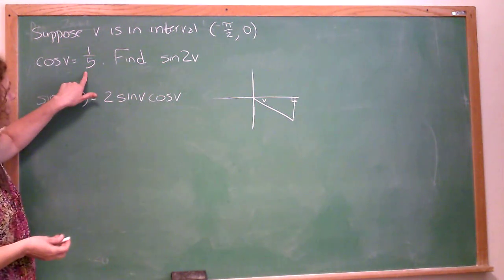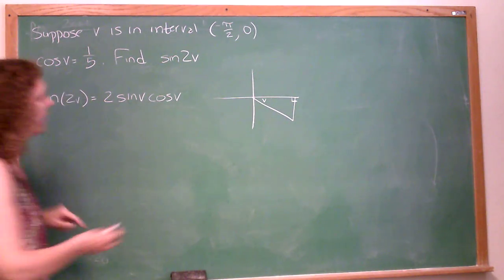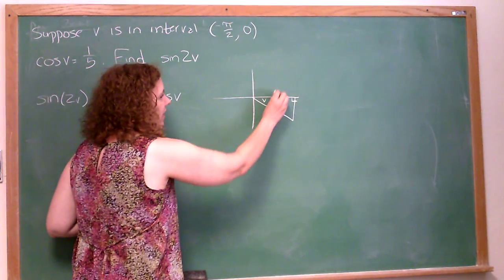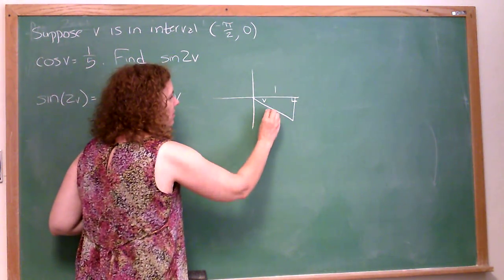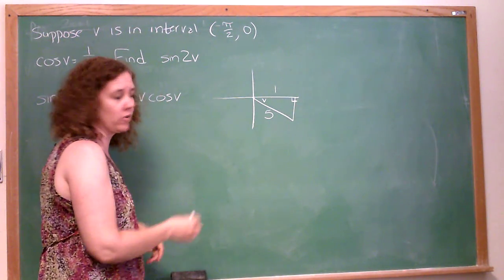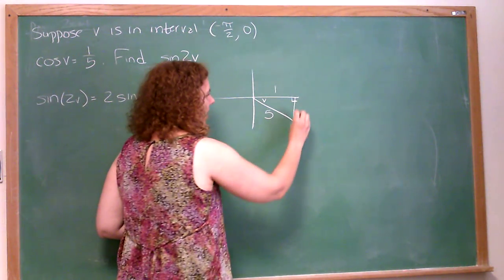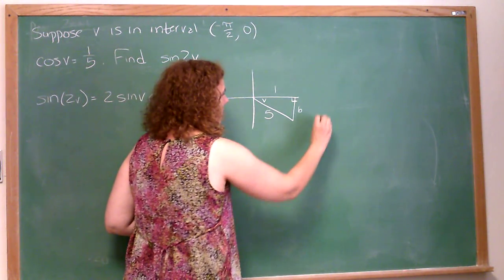And I know the cosine of V is 1 over 5. Remember, cosine is adjacent over hypotenuse. So looking at my angle V, I have adjacent side here, hypotenuse here. I need the opposite. Sine is opposite over hypotenuse. So I'll use the Pythagorean theorem to find that. I'll just call this side B.